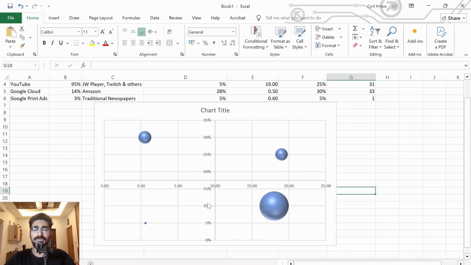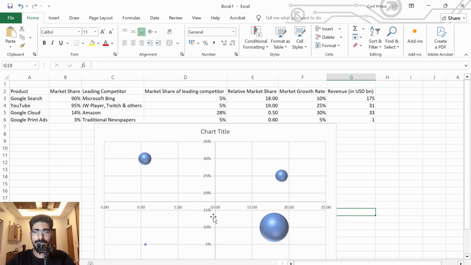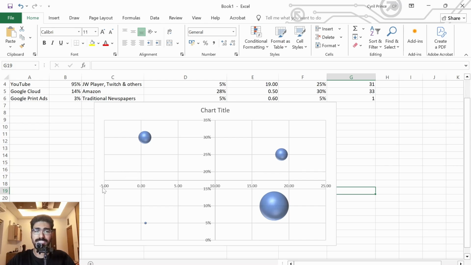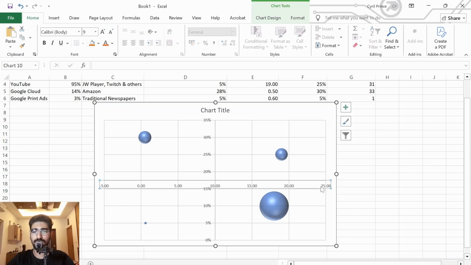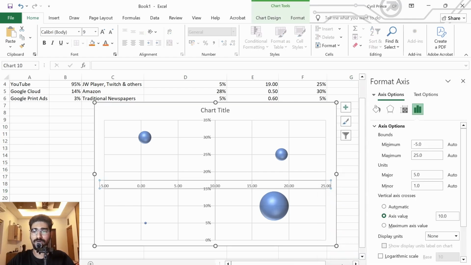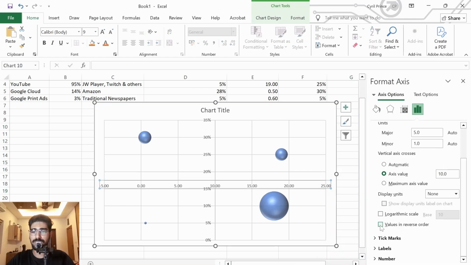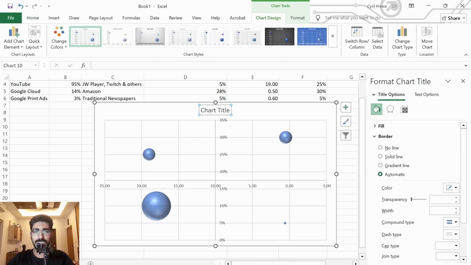The one thing that we need to change is the axis. We need to reverse the axes, because in the BCG matrix, the left hand side is the high relative market share area, and the right hand side is the low market share. But currently it is inversed. Currently the low market share is on the left hand side and the high market share is on the right hand side. But that's not how we want it. So we again go here, click on format axis and click here values in reverse order. So yeah, great. It's almost done actually right now.